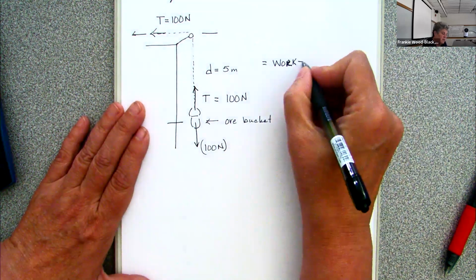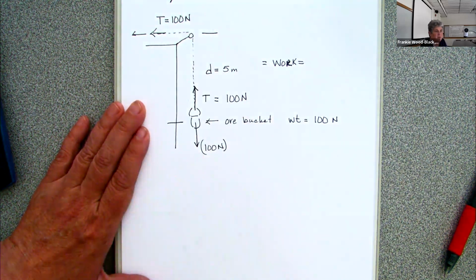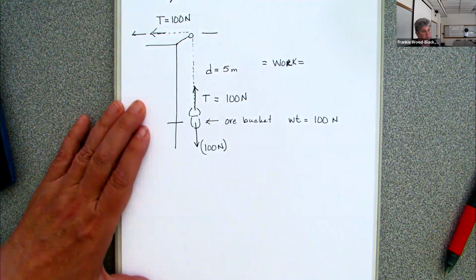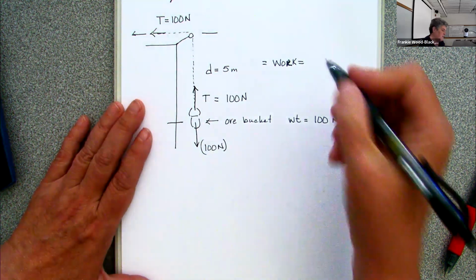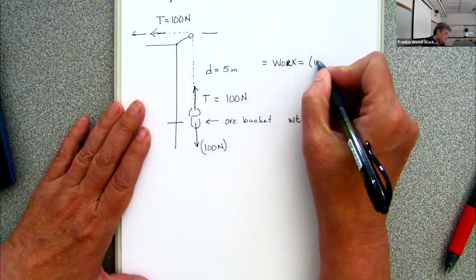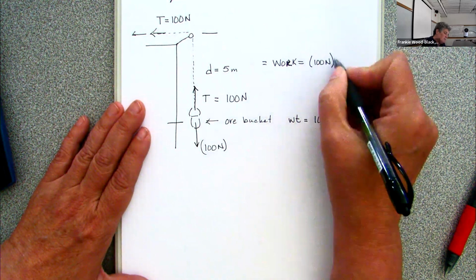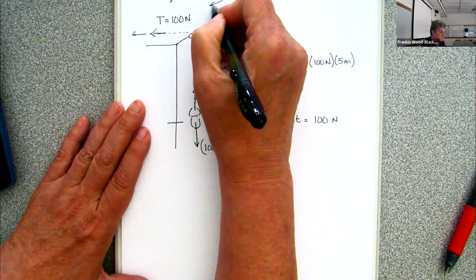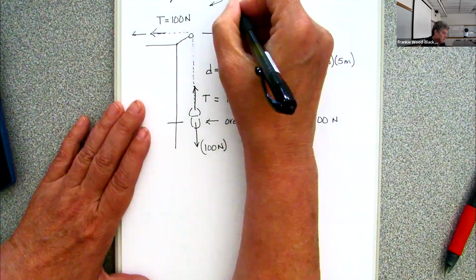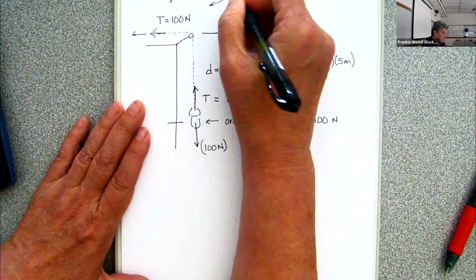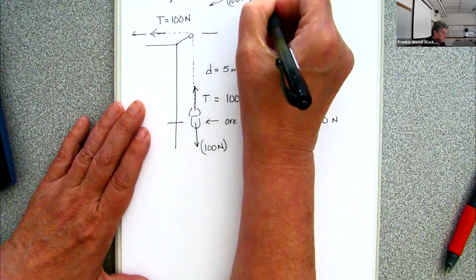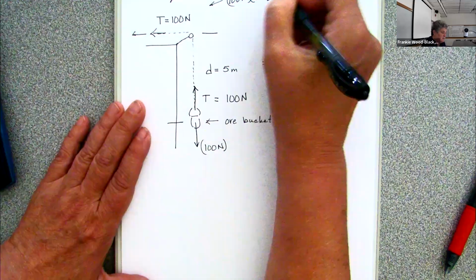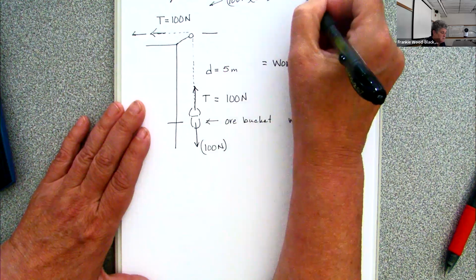So we know what the work is because I'm in a straight line. My cosine of 0 is 1. My work is going to be 100 newtons times my 5 meters. And guess what? Same thing here, 100 newtons times my 5 meters. This is going to give me 500 joules.